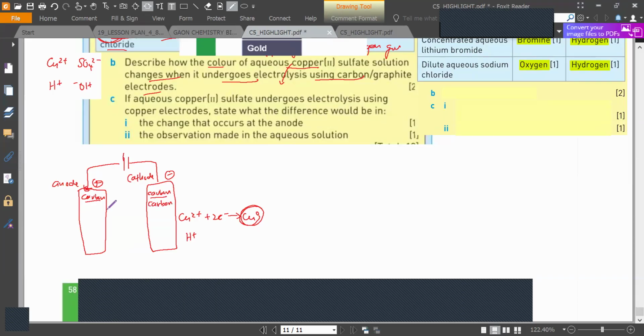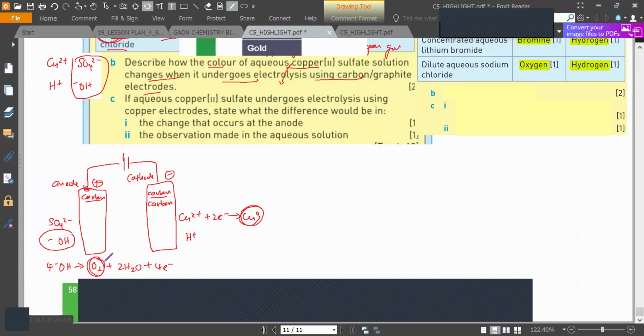Here we have the negative ions: sulfate and hydroxide. As mentioned before, sulfate is very stable, so hydroxide is the one that will always react. Hydroxide forms oxygen, forms water, and gives 4 electrons. So the product will be oxygen gas.